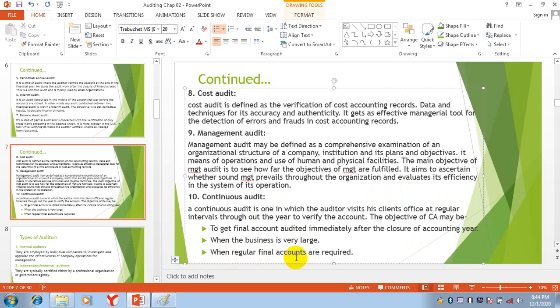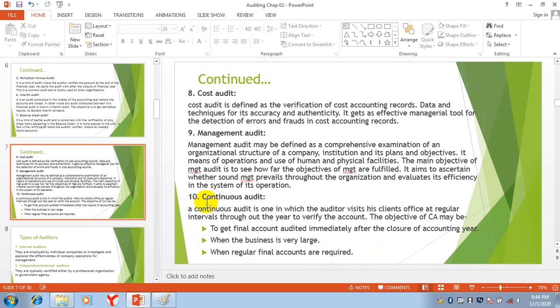When regular final accounts are required, in banks, basically they are using this continuous audit, and they need regular final accounts. So that's why they are using continuous audit. For banks, they mostly need regular accounts. So continuous audit, in simple words, is that type of audit in which the auditor is visiting the company throughout the year regularly. So these are different types of audits.